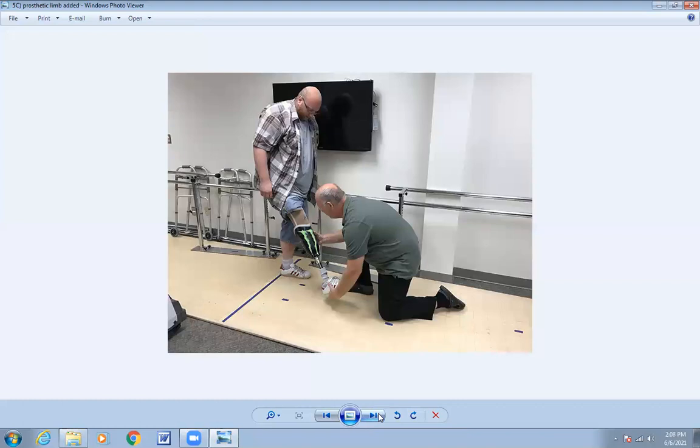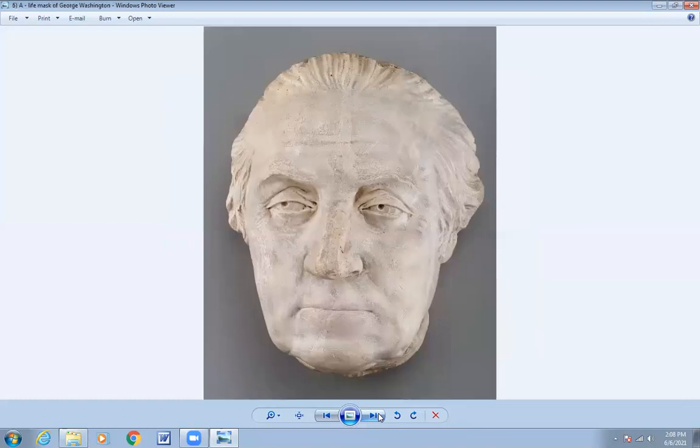You take a casting so the artist doesn't need the person there for an extended period of time. This is actually a life casting that was made in 1785 by our first US President, George Washington. He had a life mask made by a French sculptor named Jean-Antoine Houdin. And this was done at Mount Vernon.